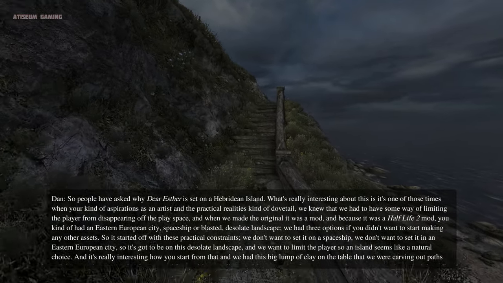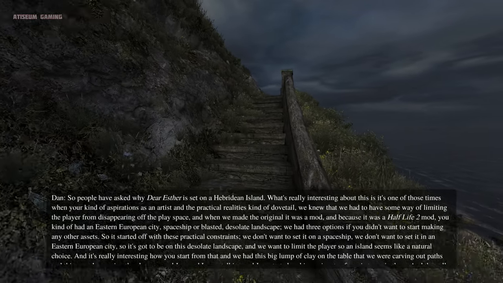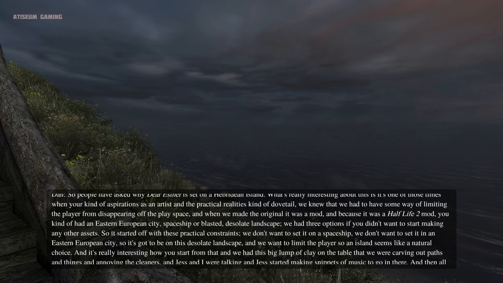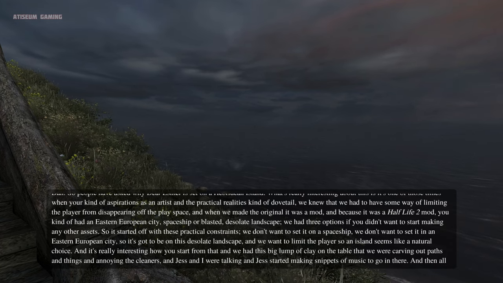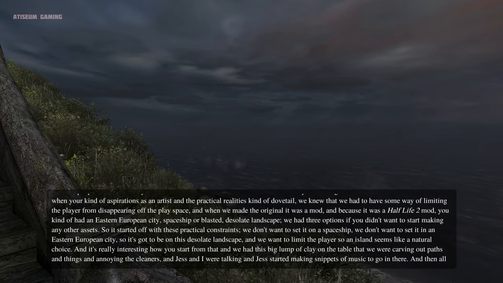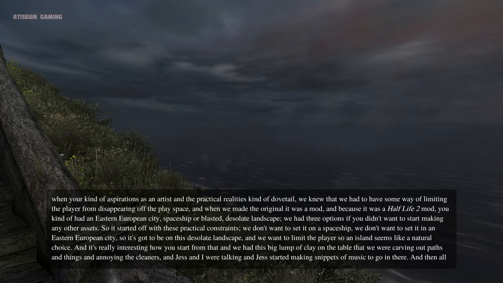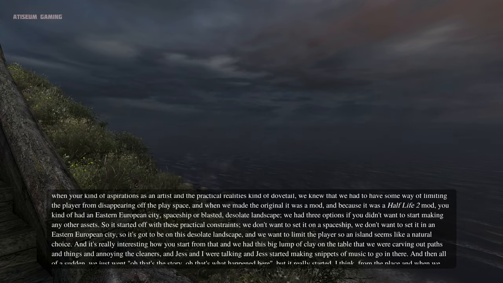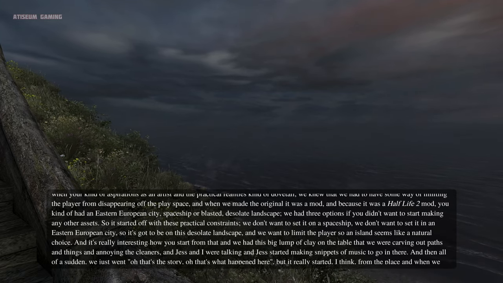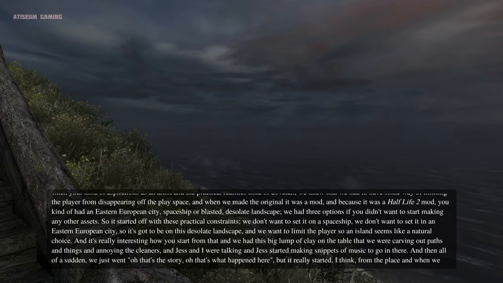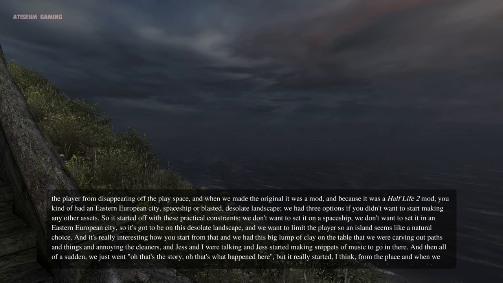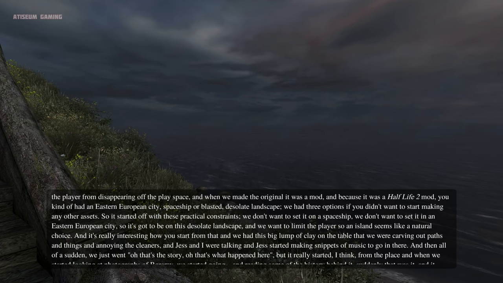So people have asked why Dear Esther is set on a Hebridean island. What's really interesting about this is one of those times when your aspirations as an artist and the practical realities dovetail. We knew that we had to have some way of limiting the player from disappearing off the play space. And when we made the original, it was a mod, and because it was a Half-Life 2 mod, you had an Eastern European city, spaceship, or blasted, desolate landscape. We had three options if you didn't want to start making any other assets. So it started off with these practical constraints.